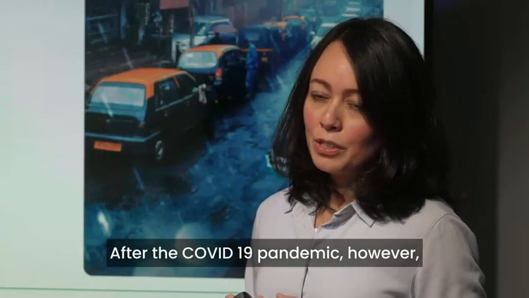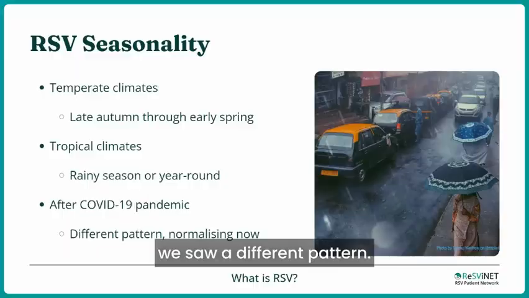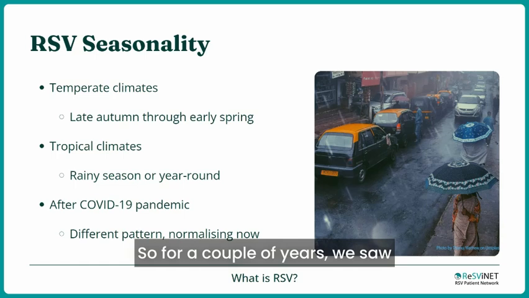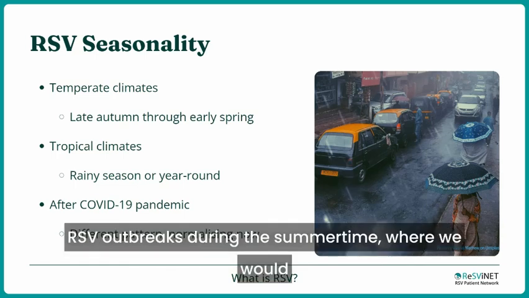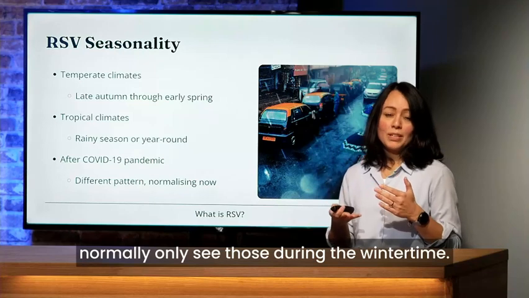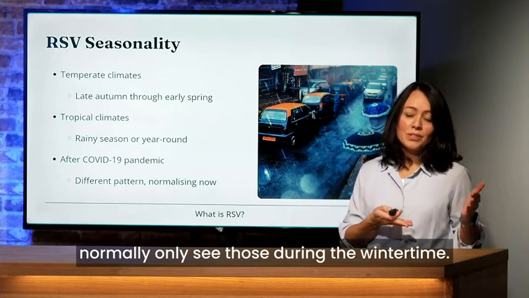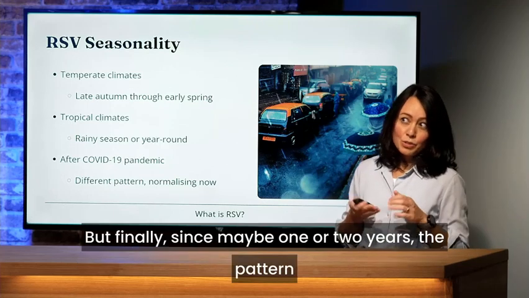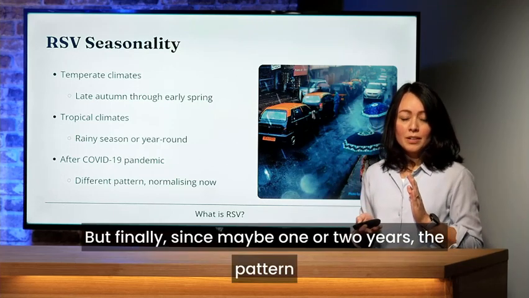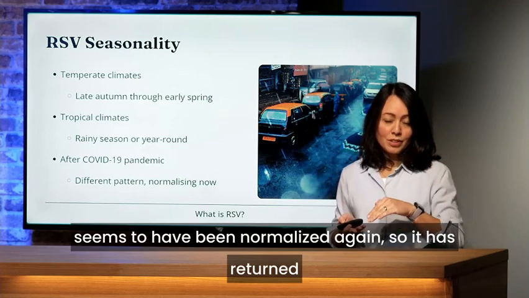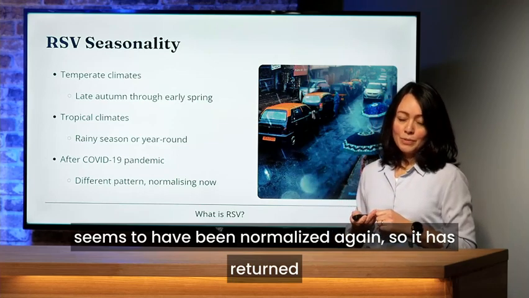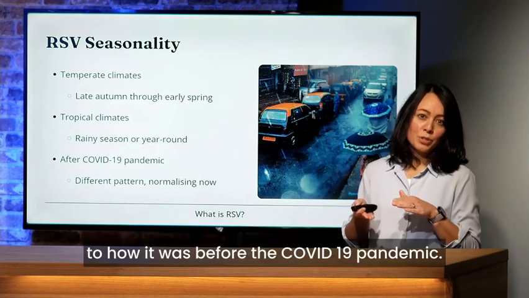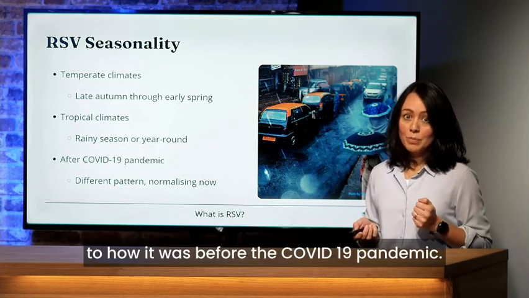After the COVID-19 pandemic, however, we saw a different pattern. So for a couple of years, we saw RSV outbreaks during the summertime, where we would normally only see those during the wintertime. But finally, since maybe 1 or 2 years, the pattern seems to have been normalized again. So it has returned to how it was before the COVID-19 pandemic.